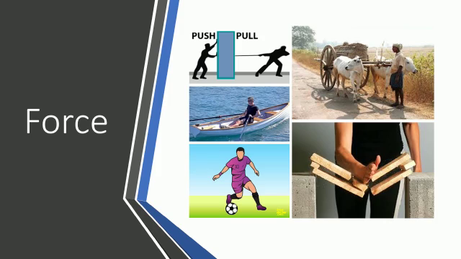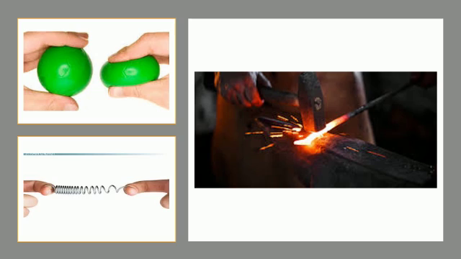Objects cannot change their position on their own. Force is required to move an object. Force is used to change the direction of an object in motion or to stop it. Force is necessary to change the shape of an object.